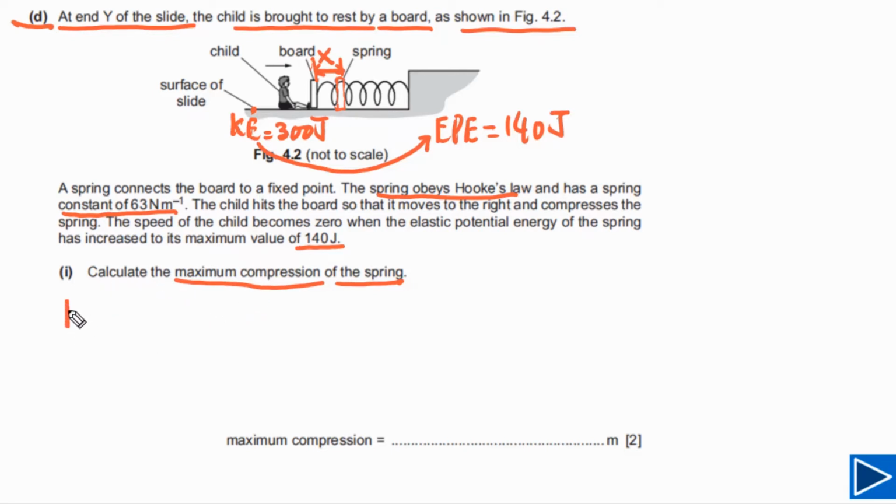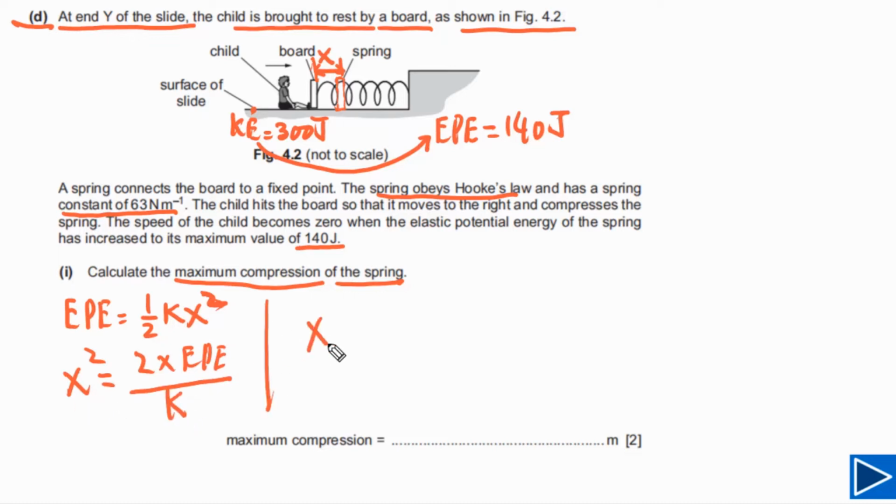Pretty straightforward question. Elastic potential energy is simply equal to 1 half kx squared, if Hooke's law is obeyed. We need to find out X, so simply we can rearrange. x squared is equal to 2 times EPE divided by k. If we take the root of this, it will be equal to x, the maximum compression, because we are using the maximum value of EPE. So this is our x max.